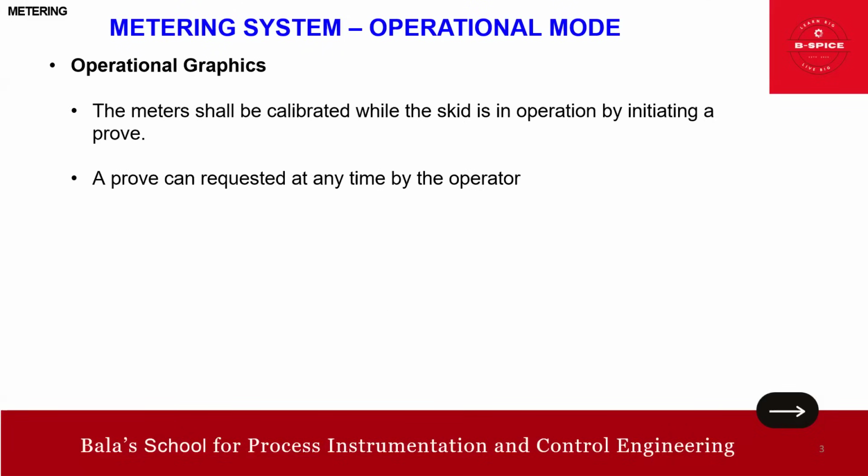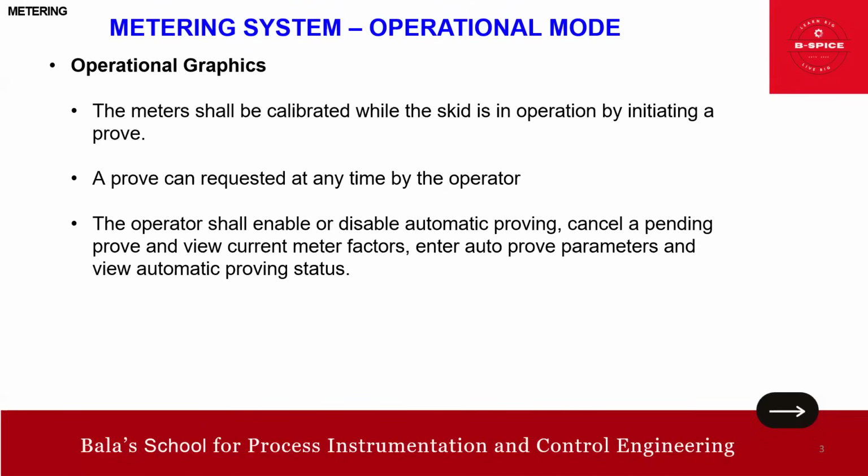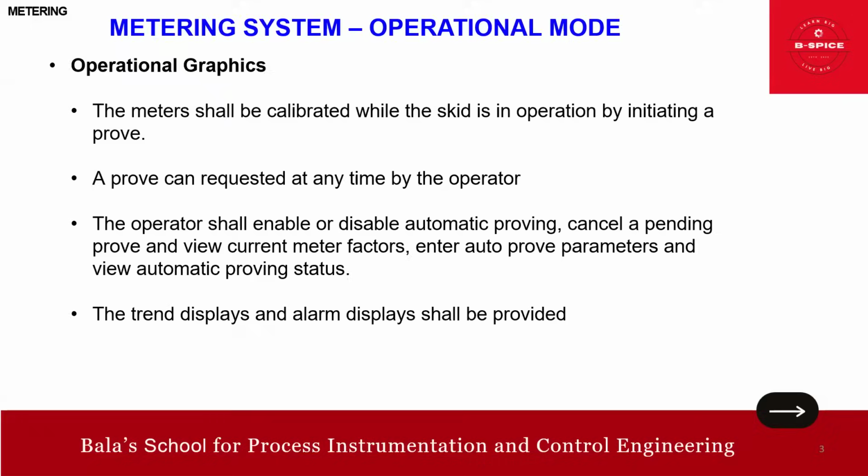A prove can be requested at any time by the operator, right? So yes, it can be on demand, periodic, or as per the need. The operator shall enable or disable automatic proving, cancel a pending prove, view the current meter factor, enter auto prove parameters, and view automatic proving status. Additionally, the trend display and alarm display shall be provided. So this is all about the operational graphics.